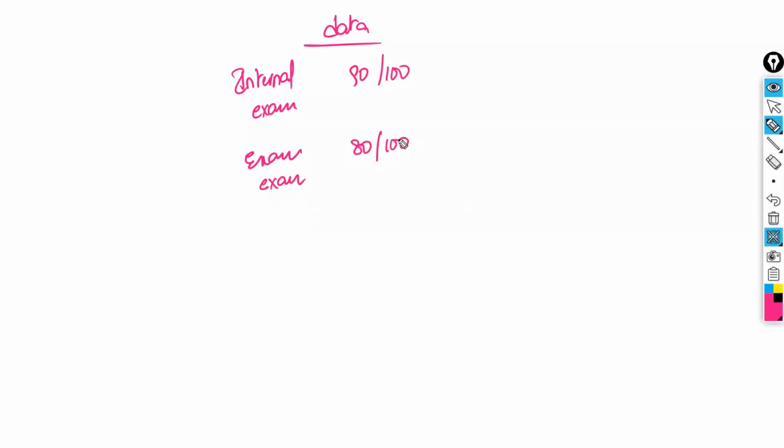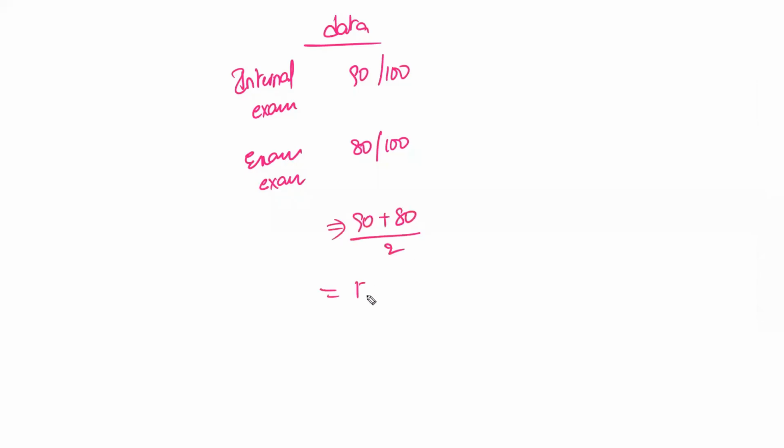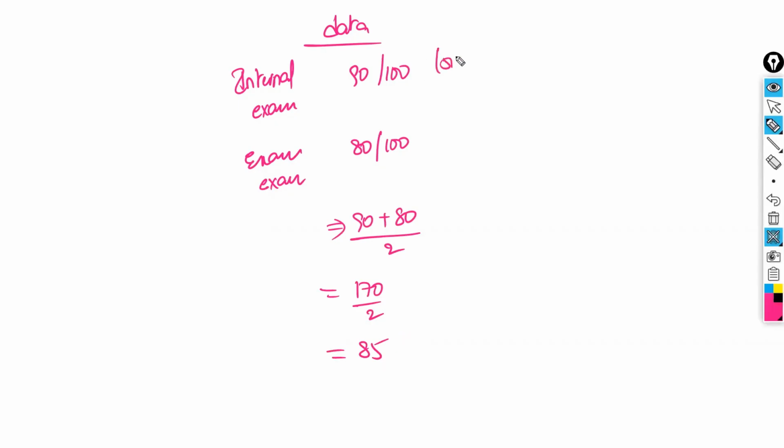Now, if you cumulate these two, you are giving the same weightage to both of them. If you take the average, it is 90 plus 80 divided by 2, which is 170 divided by 2, which is 85. In this case, you have given 50% weightage to this one and 50% weightage to this one. Both of them have equal importance, whatever score you have got.